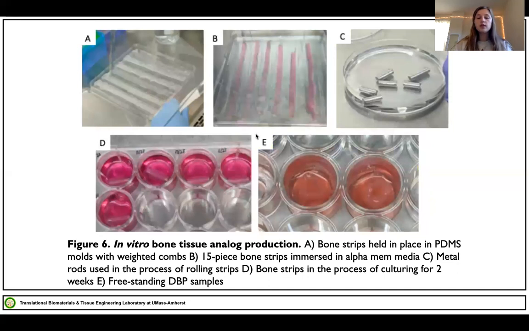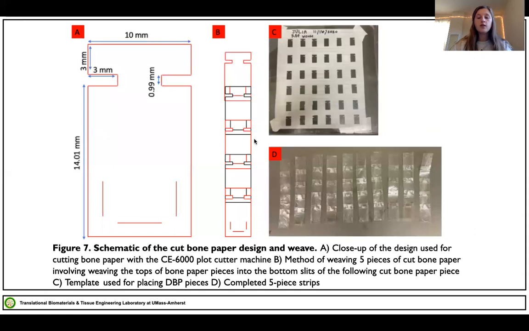Next up is the process of cell seeding, rolling, and culturing to produce this freestanding analog that mineralizes. I haven't done much of this this semester due to COVID restrictions, but these pictures are from previous semesters and can give you an idea of the process. In this process, we use primary mouse osteoblasts for the cell seeding. Here's just a schematic of the design used for weaving.